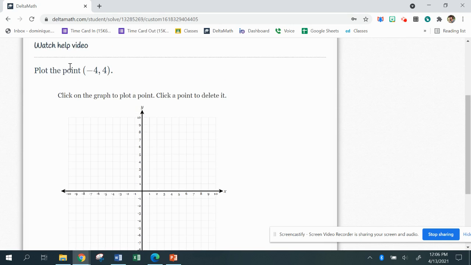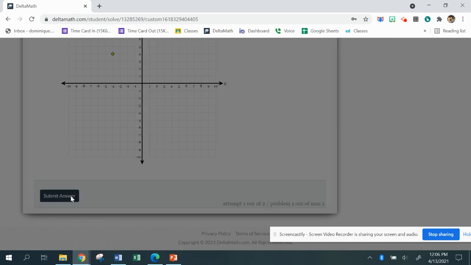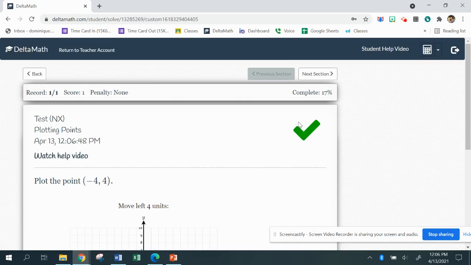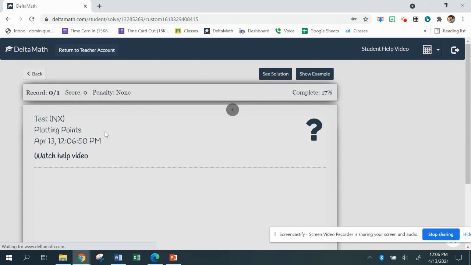Okay, so our x value is -4. So we're going to start at the origin and we're going to go to where x is -4. So -1, -2, -3, -4. And our y value is +4. So now we're going to go up, because it's positive, to where our y value is +4. We're going to put it right there and submit answer. Perfect. Let's do another one.